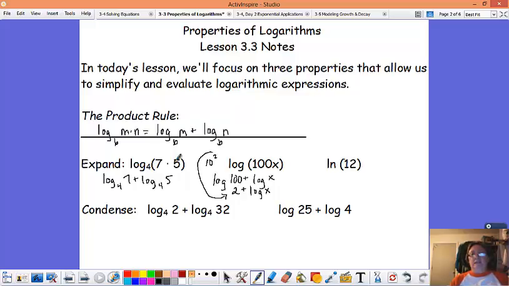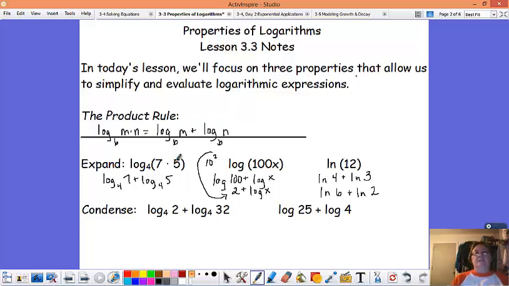Let's try this one. In fact, you should try this one by yourselves. This one is a natural logarithm, and 12 is a product. There are several ways that you could write this, because there are several different factorizations of 12. One possibility would be the natural log of 4 plus the natural log of 3. We should also be able to do the natural log of 6 plus the natural log of 2.